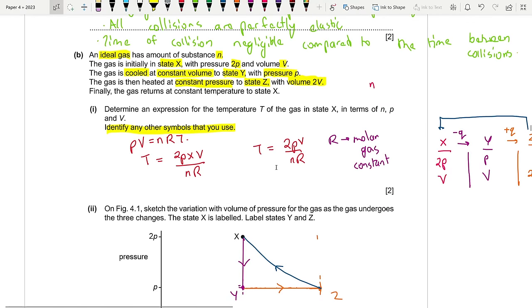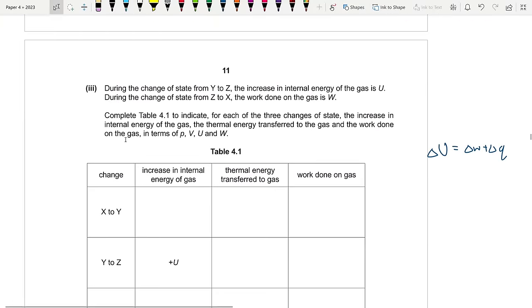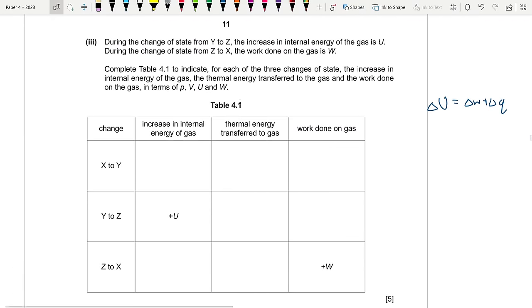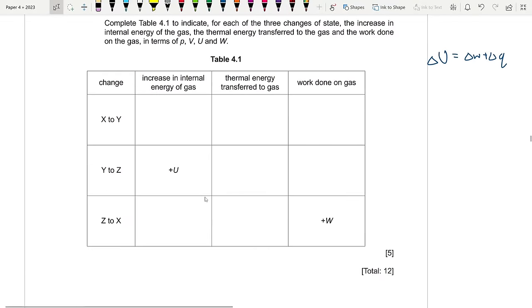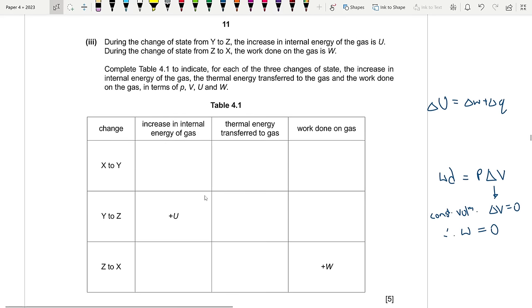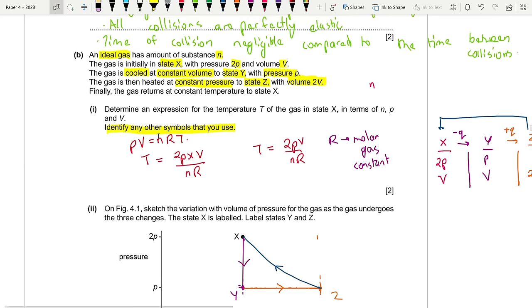So we know that from X to Y, the gas is cooled. Since it is cooled, there will be a loss of thermal energy. However, the change occurred at constant volume. You guys know the formula of work done by a gas. It is P delta V. If a change occurs at constant volume, delta V is actually zero. Therefore, the work done will also be zero. So for change X to Y, since it was done at constant volume, the work done on the gas is actually zero. This is your first step. Next. We'll come back here later.